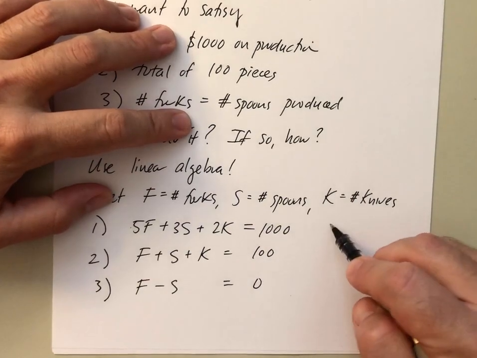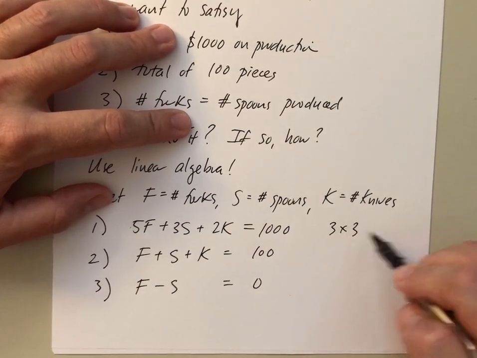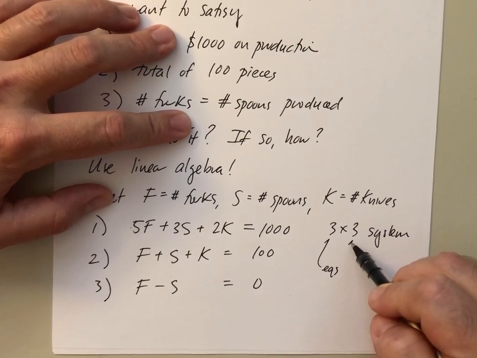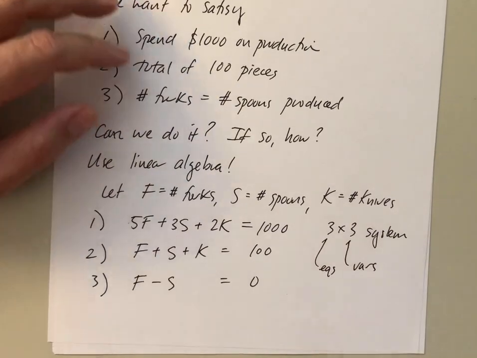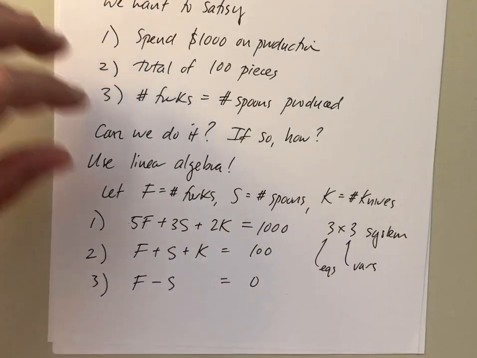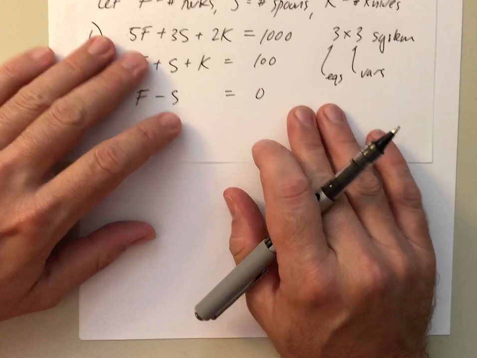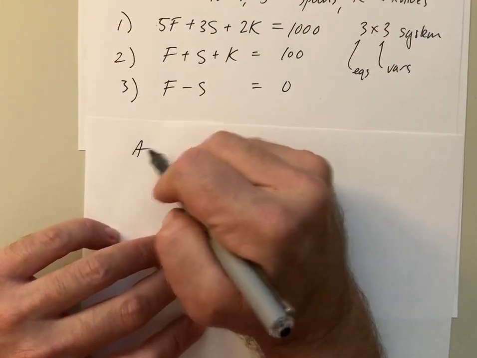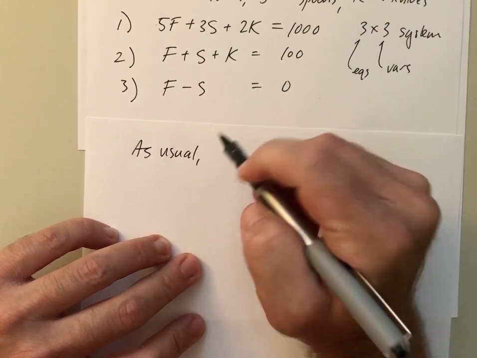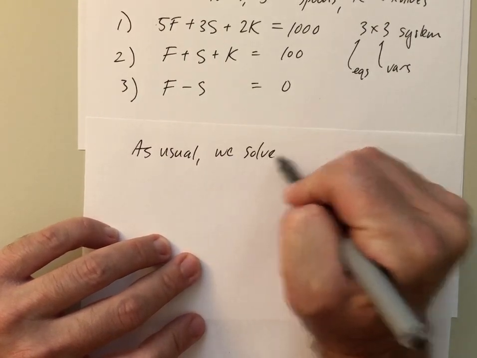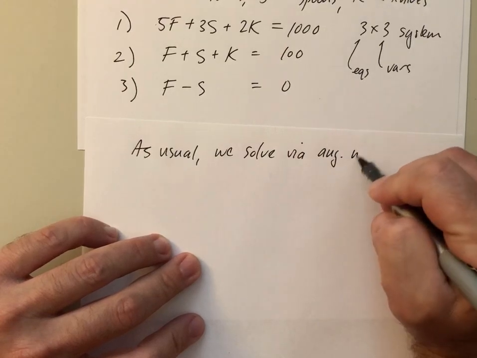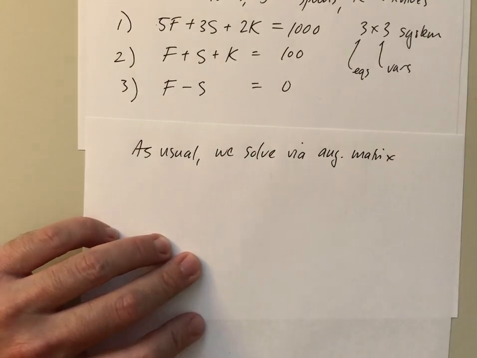Okay, what is this? This is a 3 by 3 system, right? 3 equations and 3 variables. Okay, cool. So that's what we know and love, right? That's the business we're in, is to solve such systems. So how do you do this? So as usual, we solve this guy via the augmented matrix, by reducing the augmented matrix.